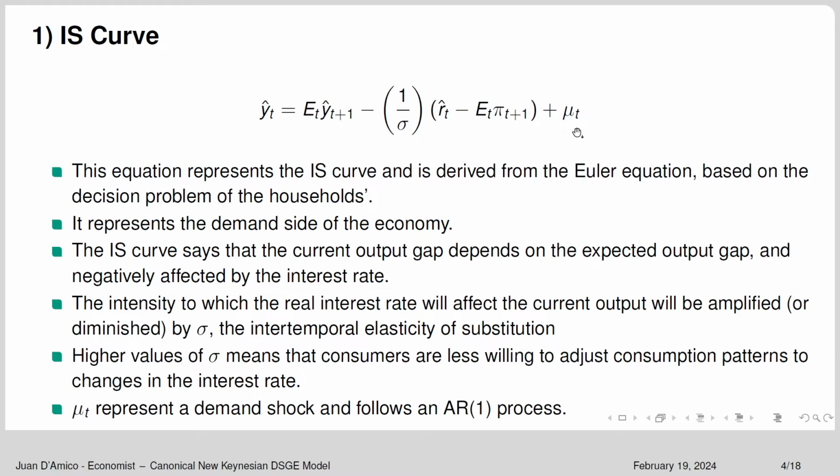Now, this term represents a demand shock and follows an AR1 process. A demand shock can be, for example, that consumers now have more disposable income, or maybe they have changes in their consumption patterns. There can be many external things that influence the way consumers react, so all those things are going to be incorporated into that shock.